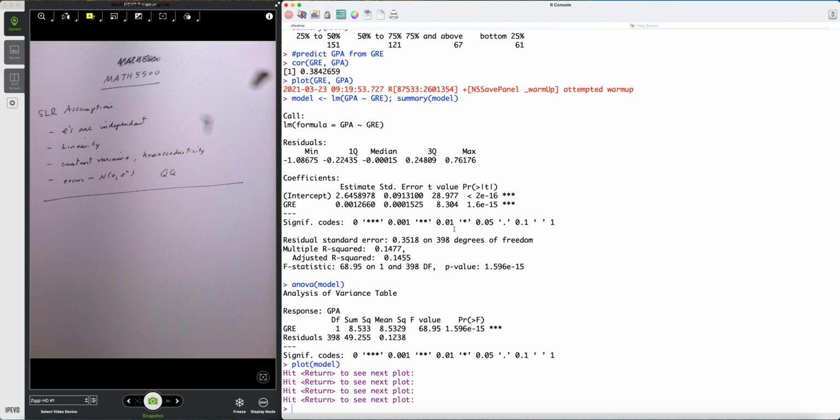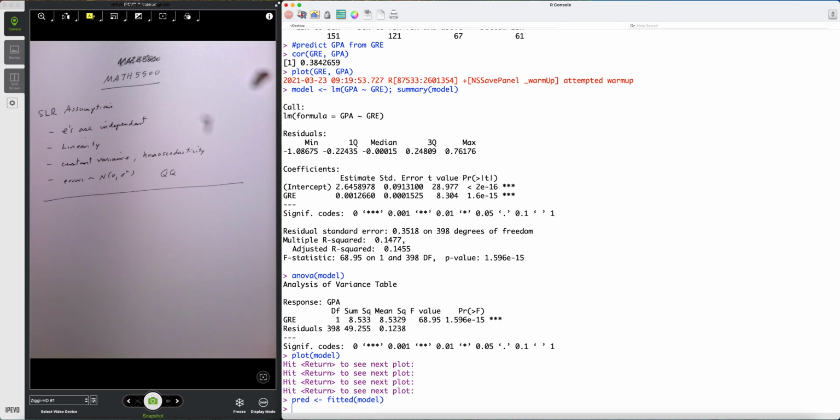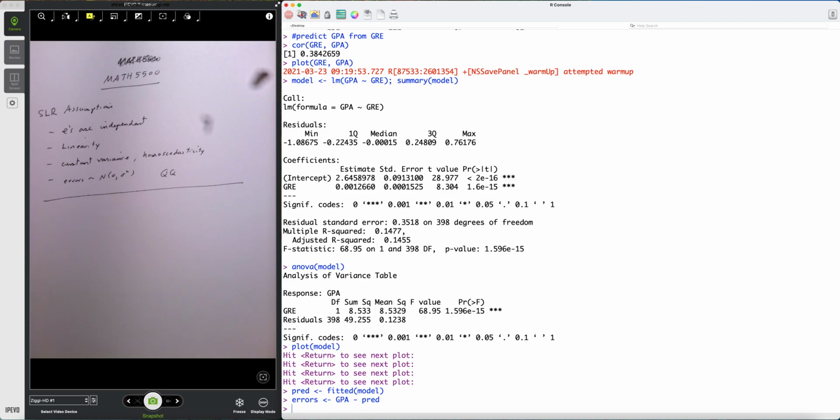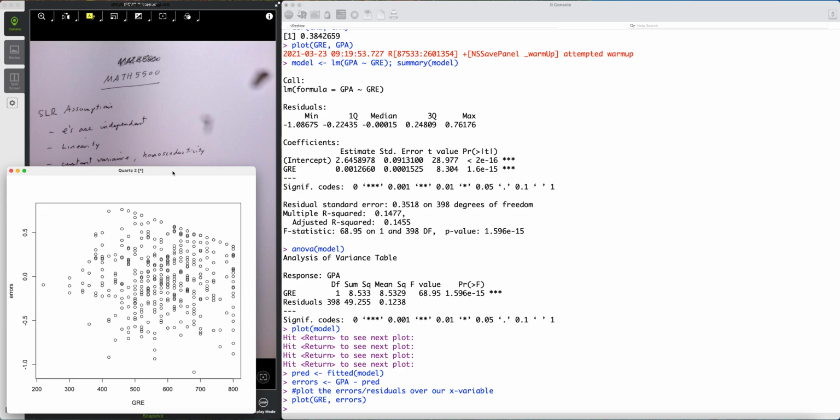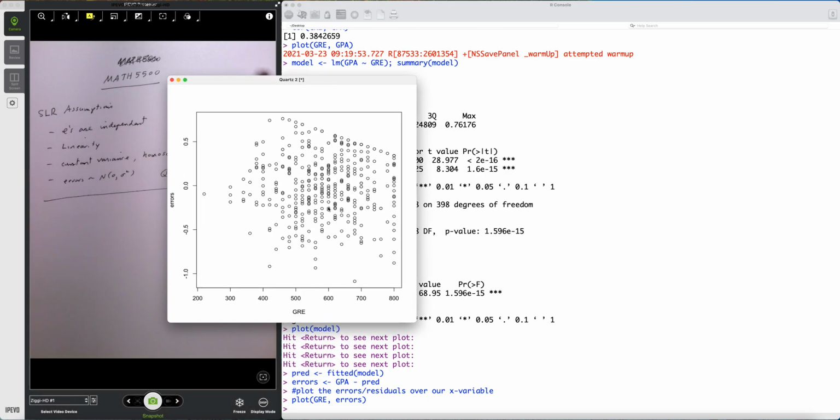So, what happens here is we know that we can create our predicted values by just looking at the fitted values of the model. And of course, we can always get our errors, our residuals, by taking the observed y, which in this case is the GPA, minus the predicted. And another way of looking at equal variance is to plot the errors over our x variable. So that's what I could do here. I could plot our x, which again is GRE, over our errors. And you're going to see a plot that looks very, very similar. In fact, almost the same thing. In fact, it is the same thing.